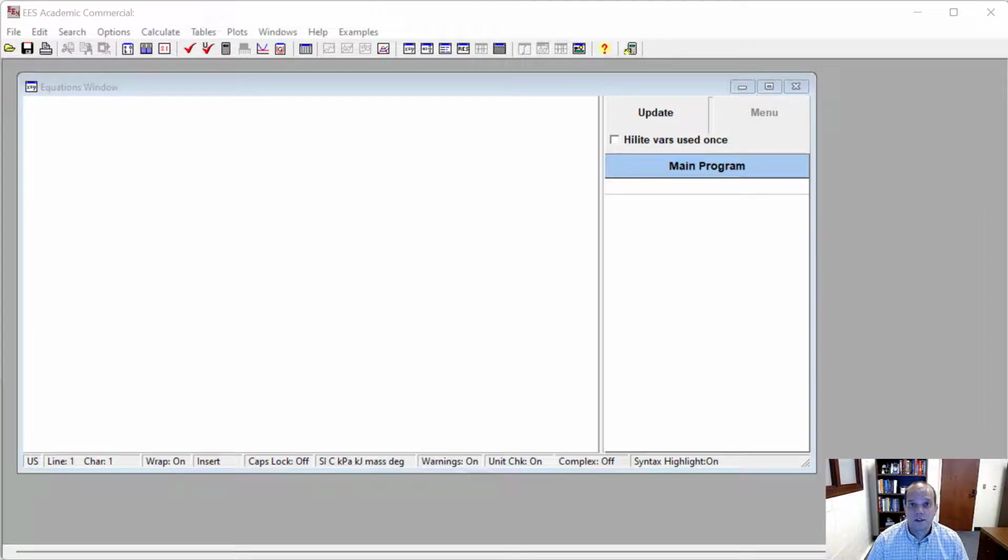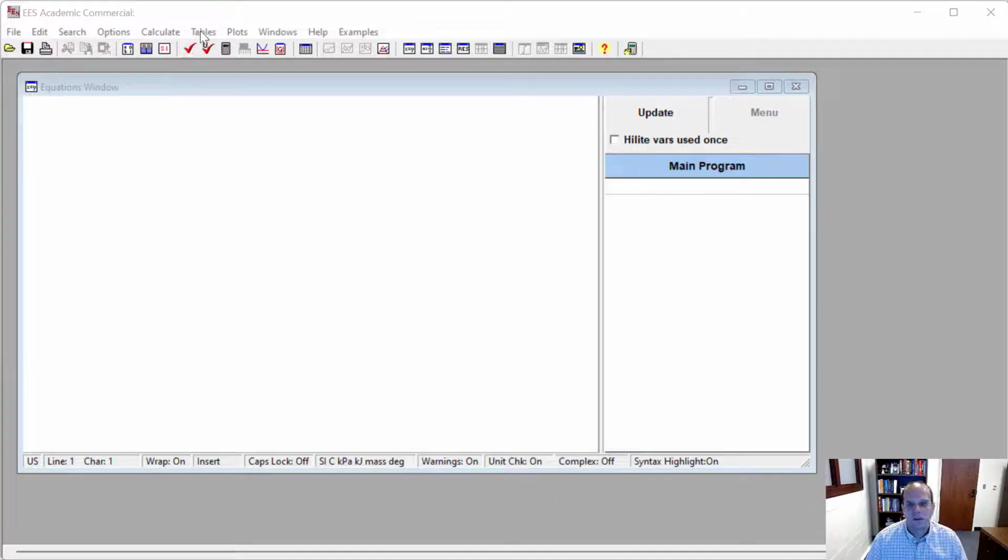The purpose of this tutorial is to provide some introduction into using Engineering Equation Solver, or EES. And when you first start the software, this is what the window looks like. You see there's an equations window, and this is where you're going to type all your equations.